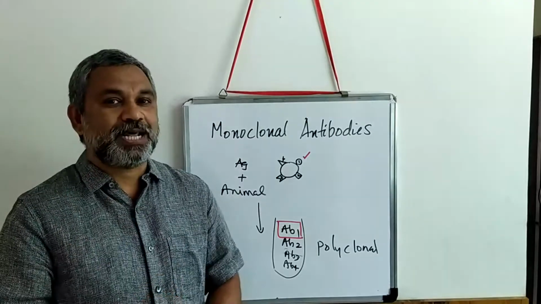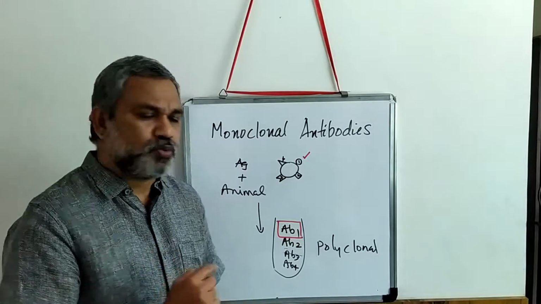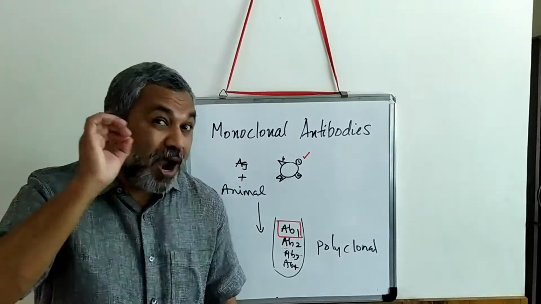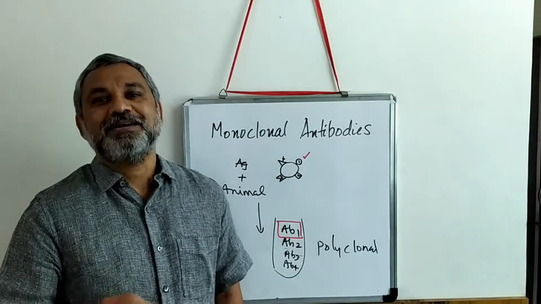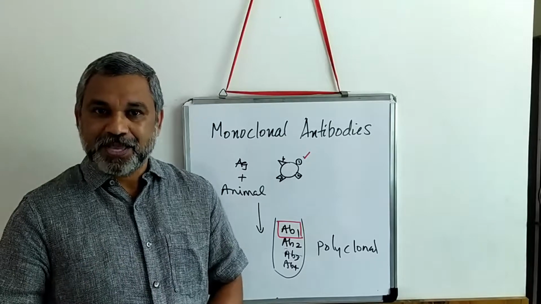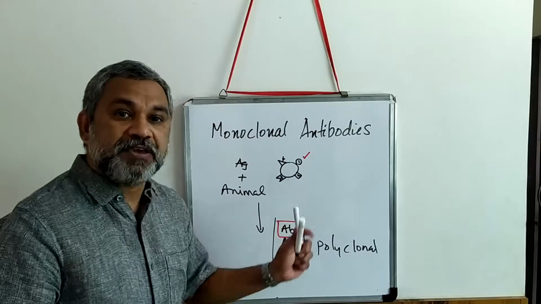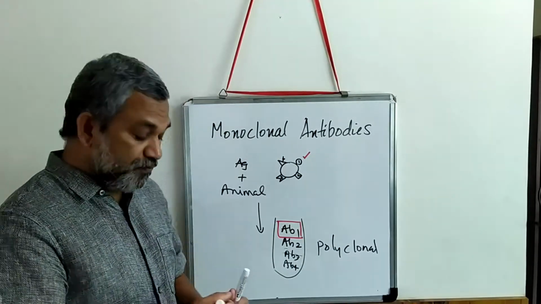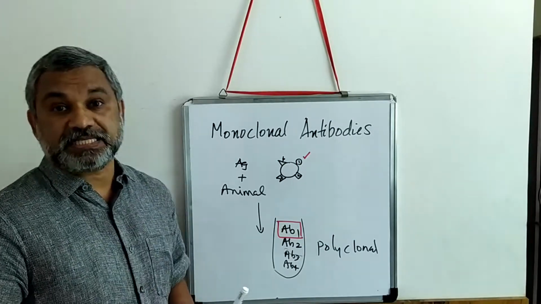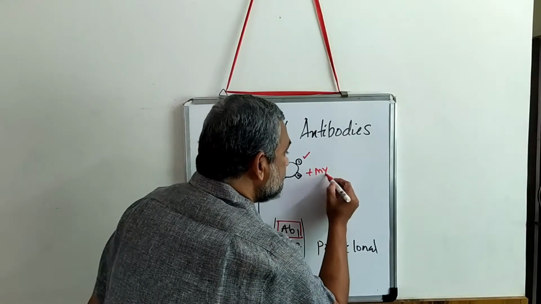It is in that context that two scientists thought about whether it is possible to develop only one particular clone so that a monoclonal antibody can be created. Their thinking went along the lines of, for example, mixing this with myeloma cells. Myeloma cells are cancerous plasma cells.